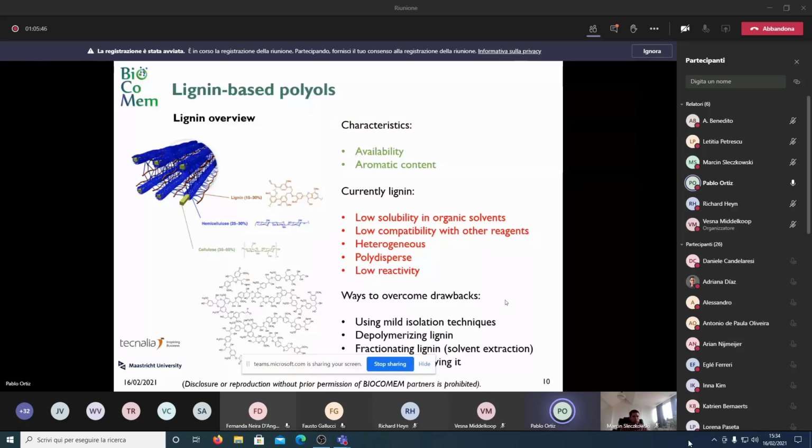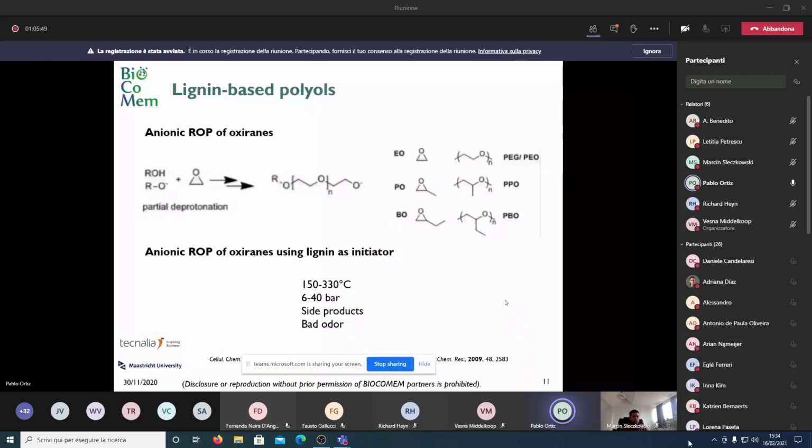Now, if we go to how the polyol, the polyethylene glycol that is typically used for this membrane, is made, we see that it's a simple reaction. It's an anionic ring-opening polymerization that basically entails mixing potassium hydroxide typically with ethylene oxide, and then you get this polyethylene glycol. The same can be done for polypropylene oxide, which is the equivalent with propylene oxide instead of ethylene oxide.